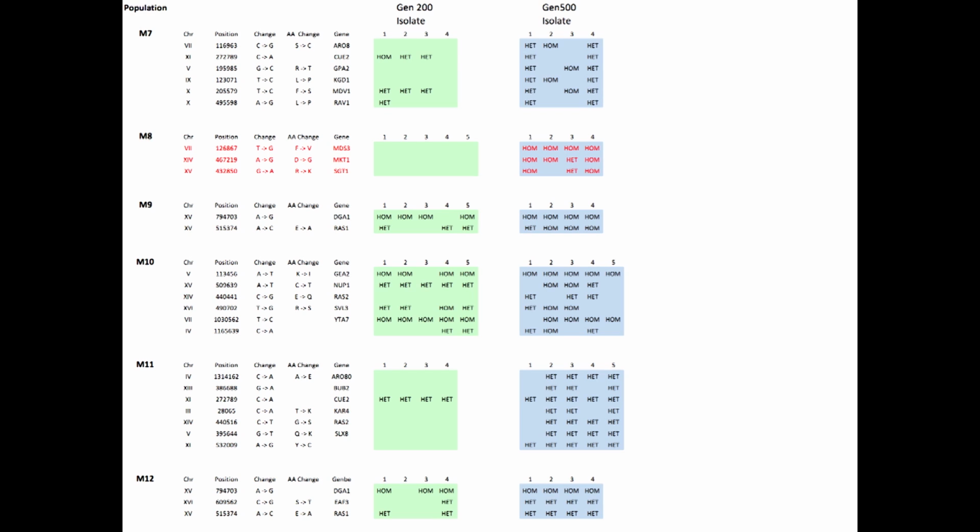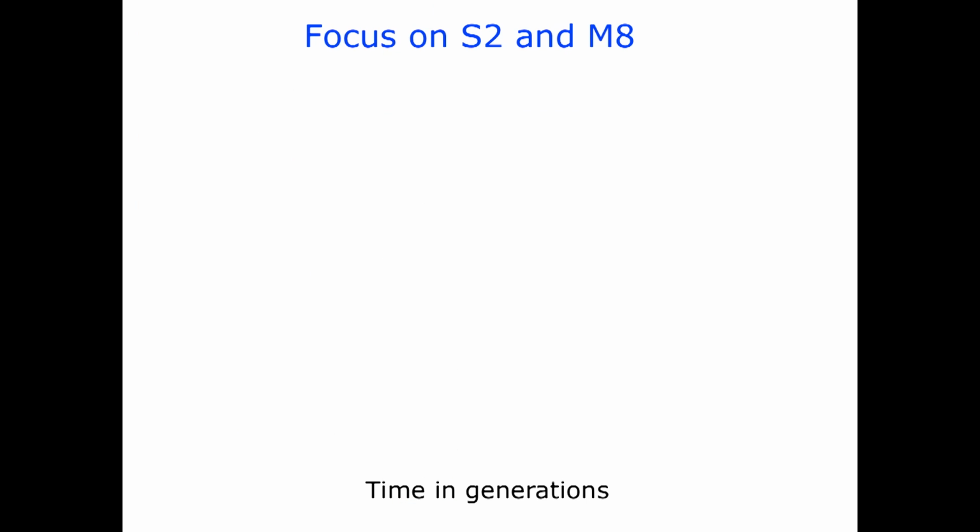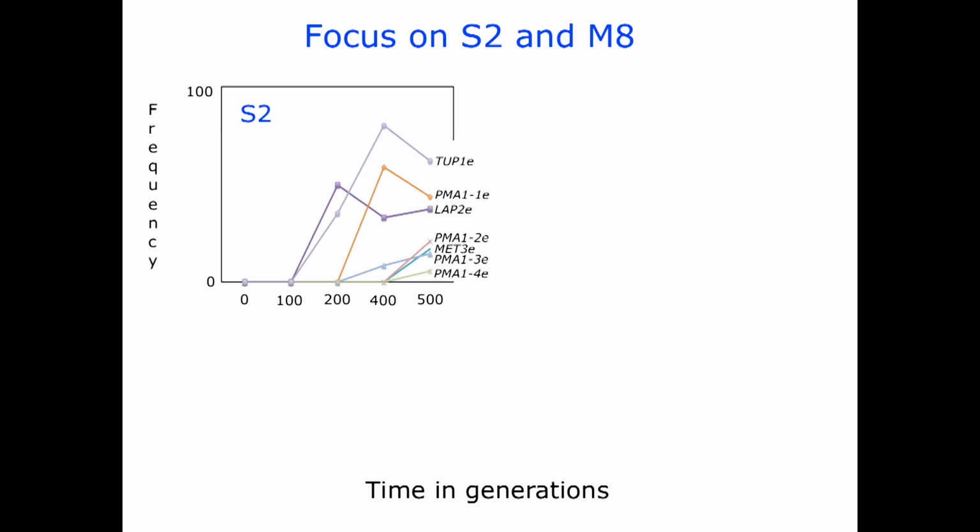MDS3 is a gene that affects the fermentative part of the growth curve. And MKT1 has a major effect on the respirative phase. And together they work synergistically. And we don't know what this one is doing. But both of these genes are coming up to near fixation at generation 500. So that's going to be an important thing to keep in mind. So let's just focus on two populations. And this is a more detailed study of frequencies over time.